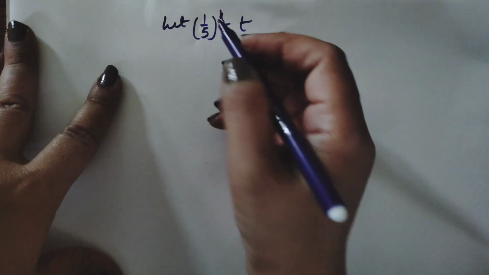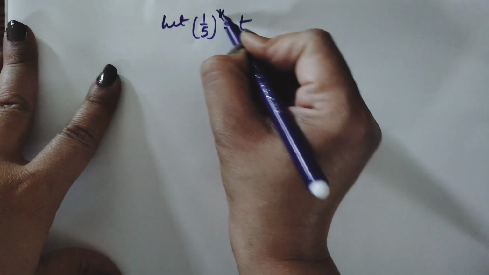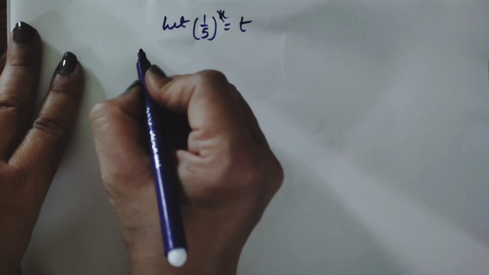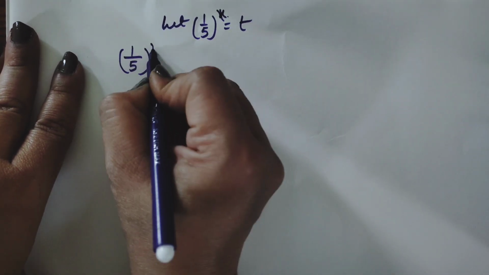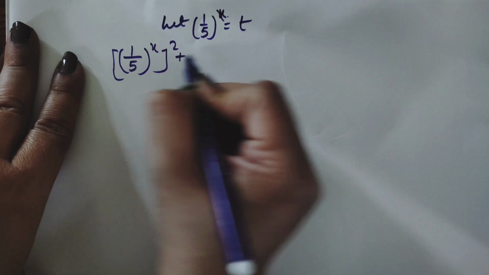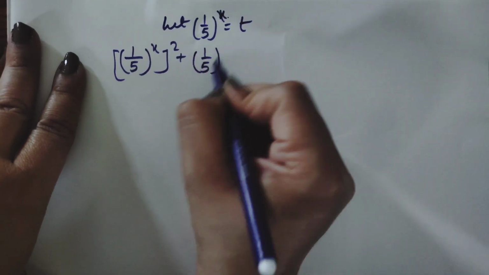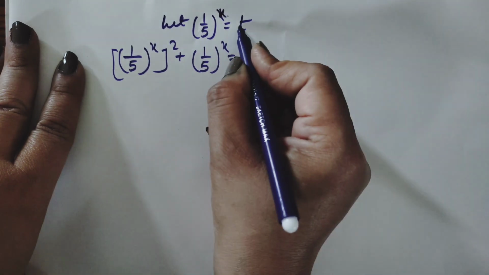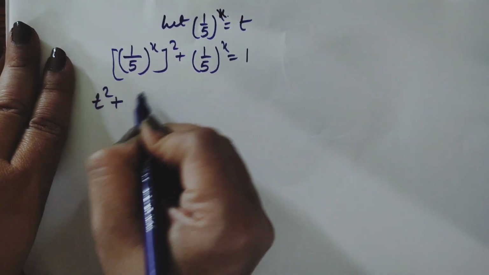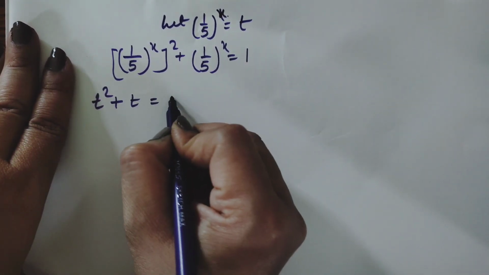Let us assume 1 upon 5 power x equals t. So we write again the last equation: 1 upon 5 whole power x whole square plus 1 upon 5 whole power x equals 1. Instead of 1 upon 5 power x, we will assume t. So t square plus t equals 1.